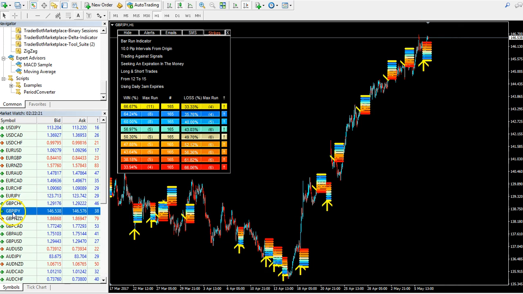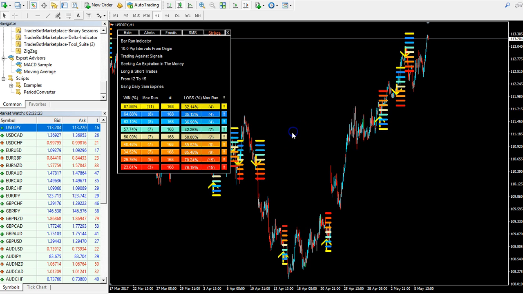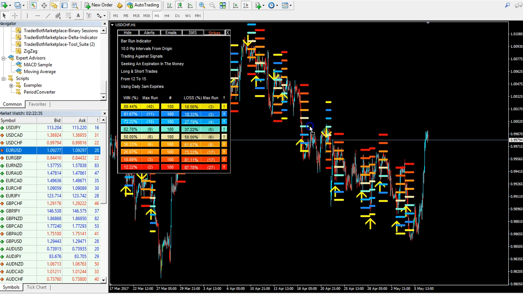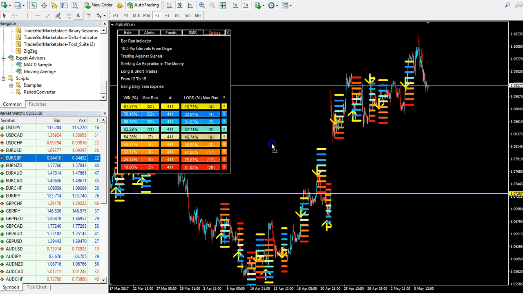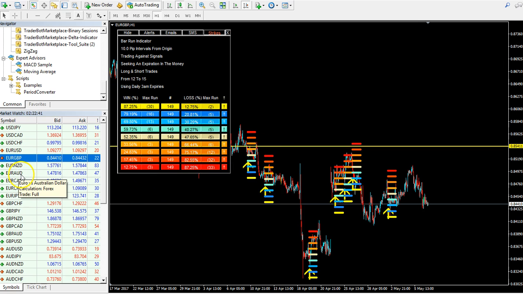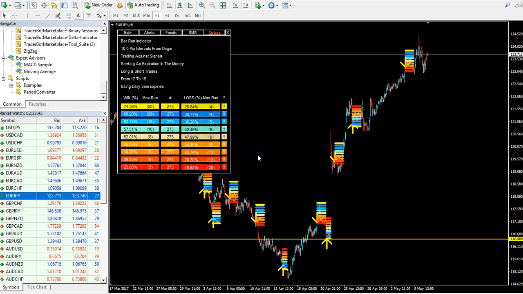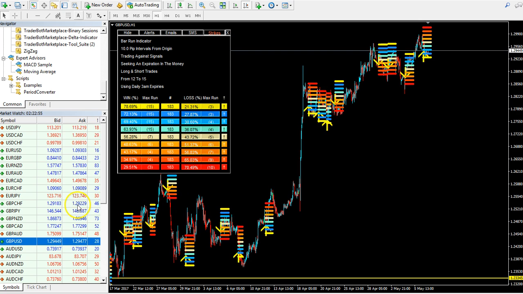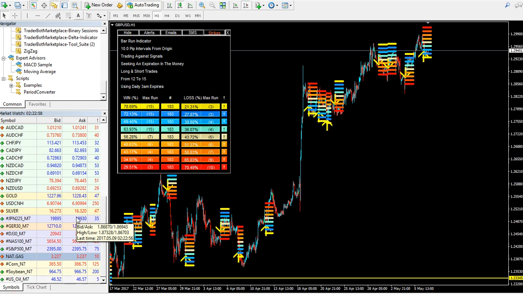First of all, I'm looking at the pound yen. Let's look at the USD yen. Does that have any difference? Not really. USD CAD, a little bit better, but not so great. USD Swiss franc, nothing. Euro USD, a little bit better. Euro pound, still above 50, but it's not so great. Euro yen, 52%. I think we were just here at 50%. And where are we at here? Pound yen, 56%. It's okay.